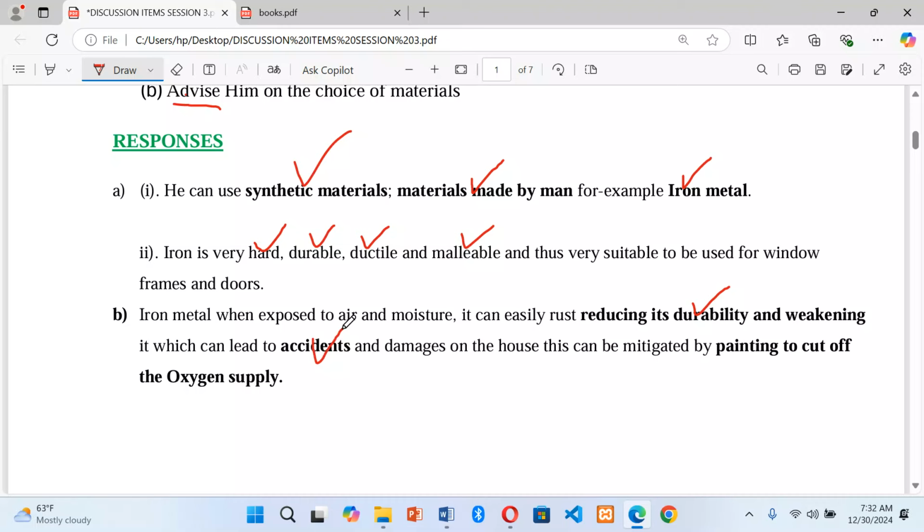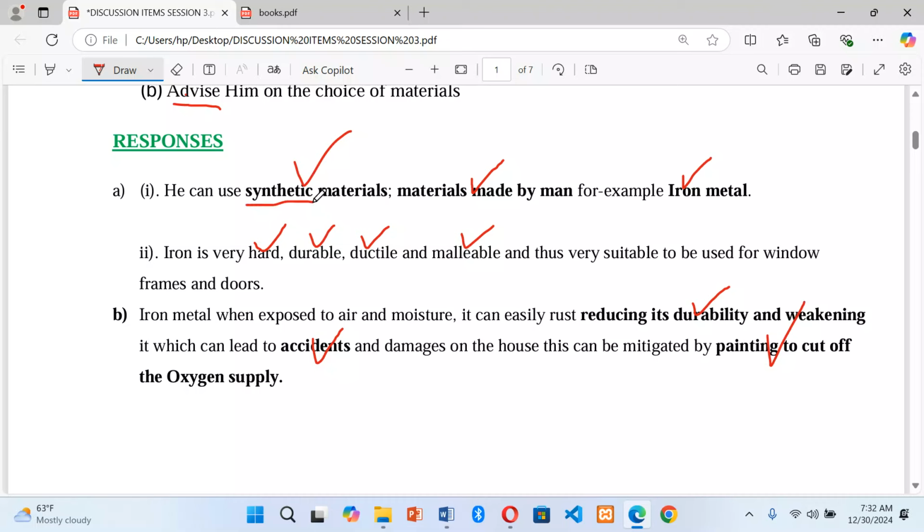That is the effect. Now, how can that one be mitigated? It can be mitigated by painting to cut off the oxygen supply. So that is one of the ways that we can respond to this item. We shall come up with another item which is very similar, but when we are not using synthetic.